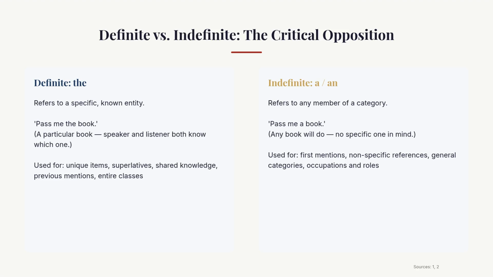Let me illustrate with a minimal pair. "Pass me the book" versus "pass me a book." The first sentence presupposes a specific book in shared awareness. The second asks for any book at all. The entire semantic difference, specificity, identifiability, shared knowledge, rides on whether we choose "the" or "a." This is not a trivial distinction. It structures how English speakers conceptualize reference itself.